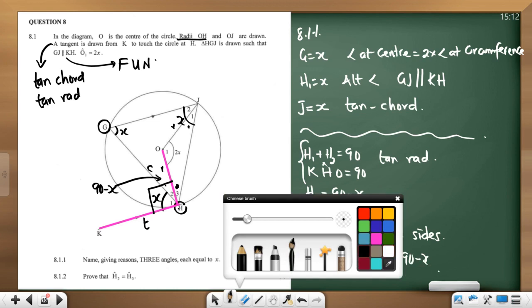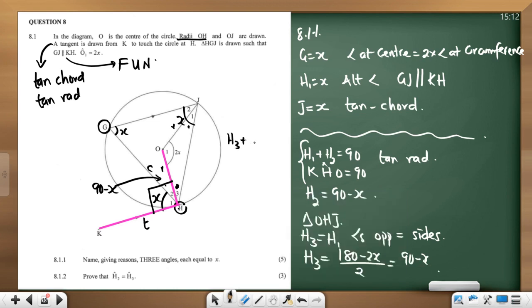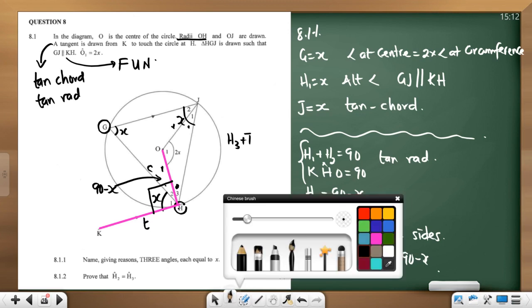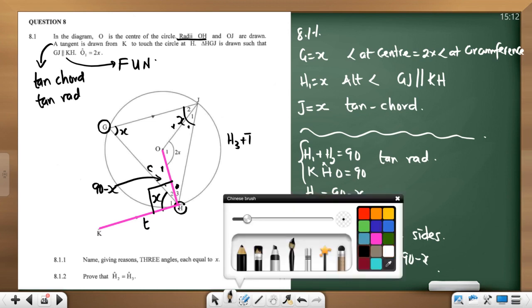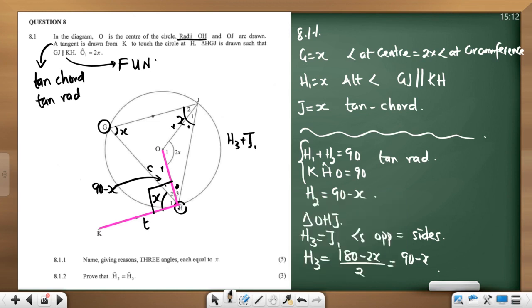Let me quickly explain why I'm saying that. So H3 plus J1, oh, I said H1. I'm sure I confused a few people there. My bad. It's J1. Let's look at the diagram together. H3 plus J1, plus O1 would be equal to 180. But these two are equal, so I can say 2H3 plus O1 equals 180. Makes sense. So 2H3 is 180 minus O1.